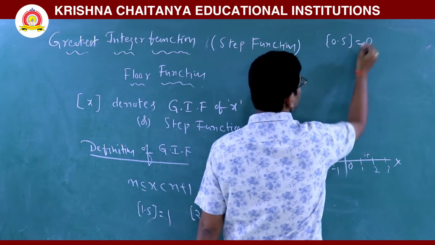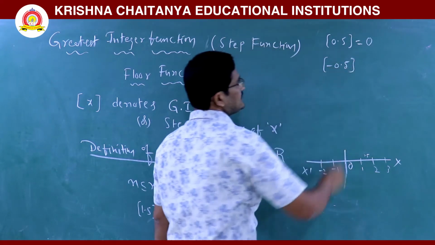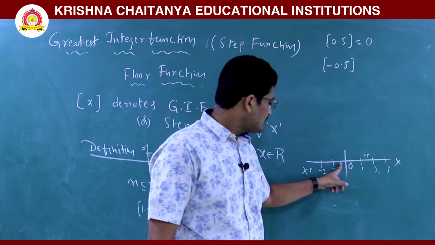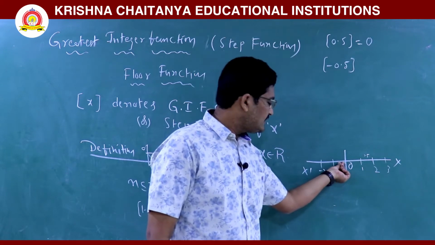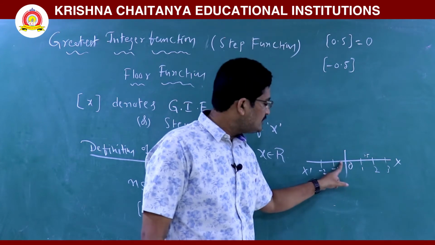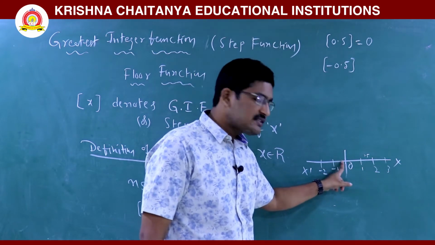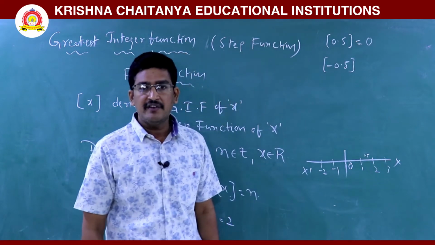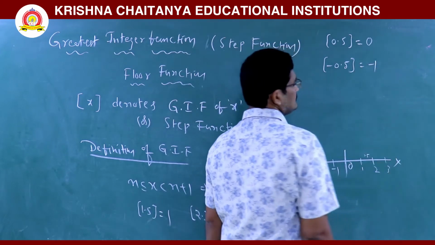What is the step value of minus 0.5? Minus 0.5 lies between minus 1 and 0, two consecutive integers. So step of minus 0.5 is, which is the least of these two? Minus 1. So the step of minus 0.5 is equal to minus 1. We have to take that. This is minus 1.